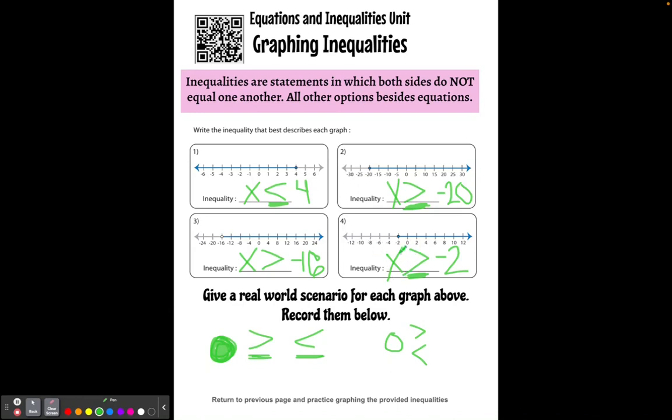And then X is greater than or equal to -2, right? This is showing you all the numbers on my graph, everything I've represented with my blue line. They're all numbers that are greater than -2 or equal to -2 because I put a circle there. Okay. So when I say give a real world example for each graph above, record them below, that's something that we'll work on together in our small groups. You could take a screenshot of this if you want to, or fill it out as you're listening to this.